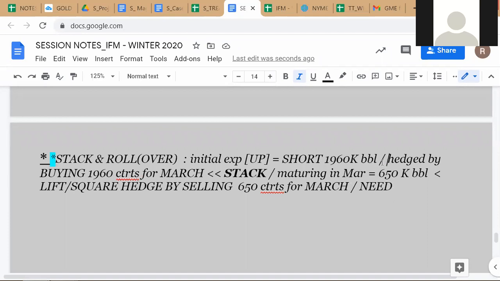But anyway, so these physical traders, the government of India IOC will be contacting them and locking in the price. So this has matured. 650K barrels, price is locked in, it's matured. You need to lift the hedge, square the hedge by selling the 650 contracts which you had long out of the 1960. That's done.